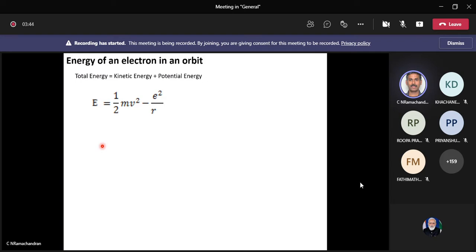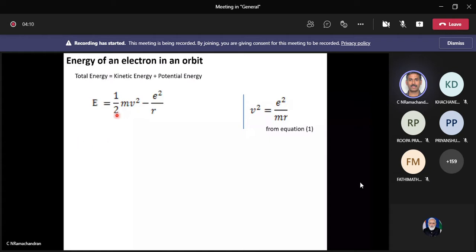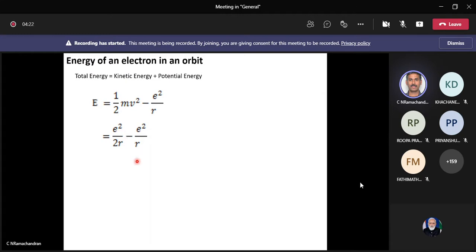E equals half mv square, that is the kinetic energy equation, and potential energy is e square by r, the attraction towards the nucleus. As we already have the equation v square equal to e square by mr from the previous slide, if you substitute for v square, m and m will cancel, and you will get e square by 2r minus the second term as such. Then if you subtract, you will get minus e square by 2r.